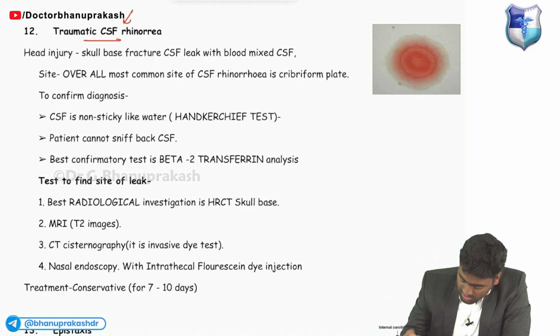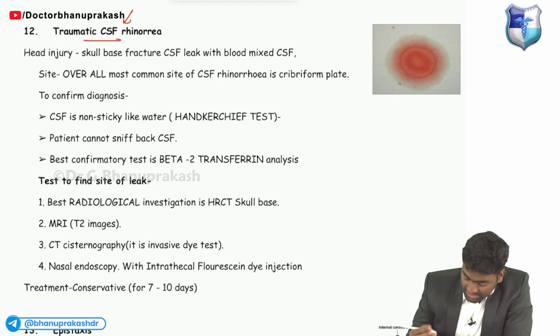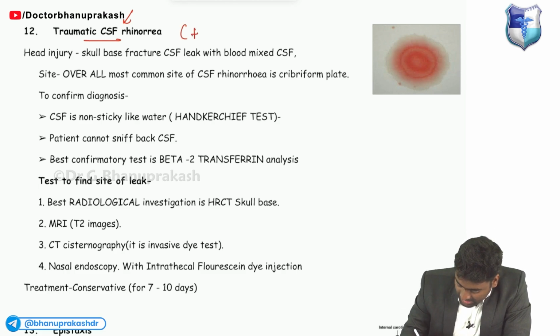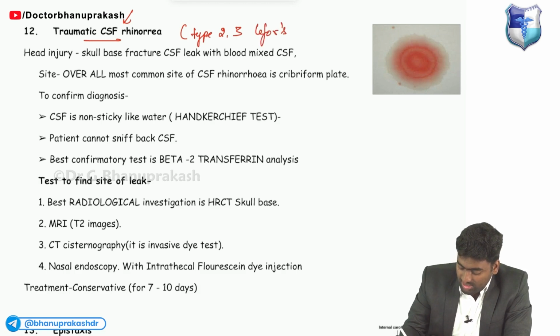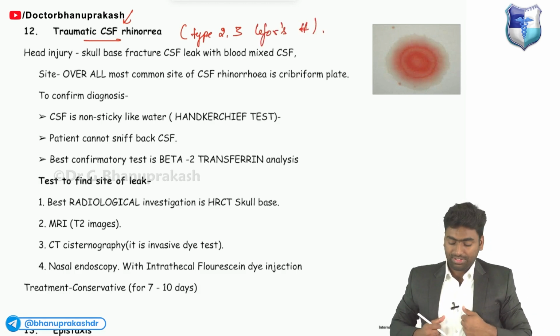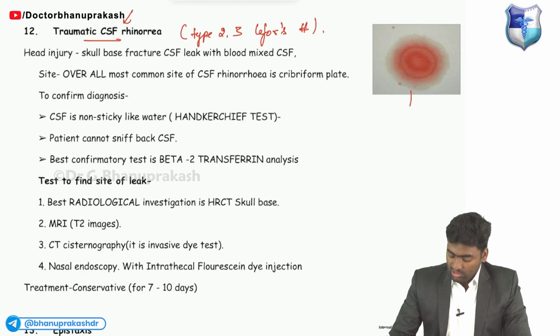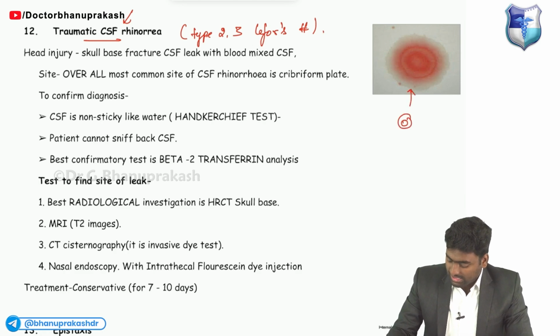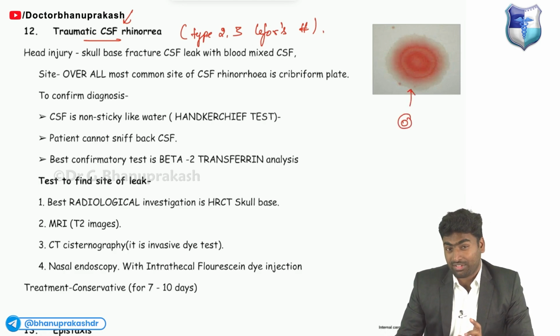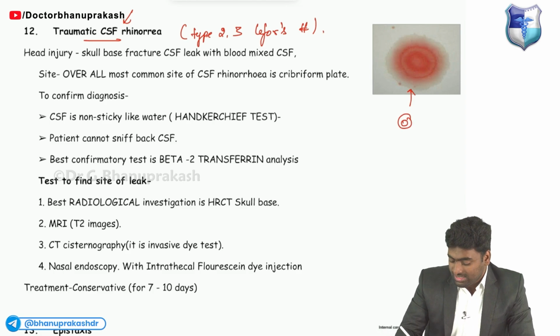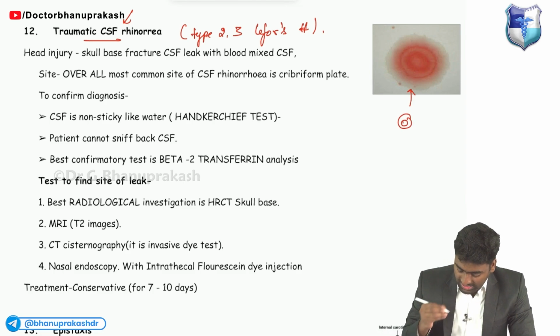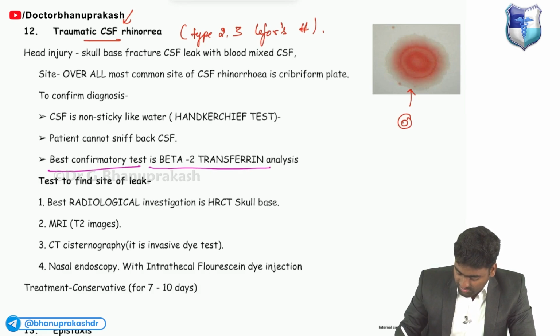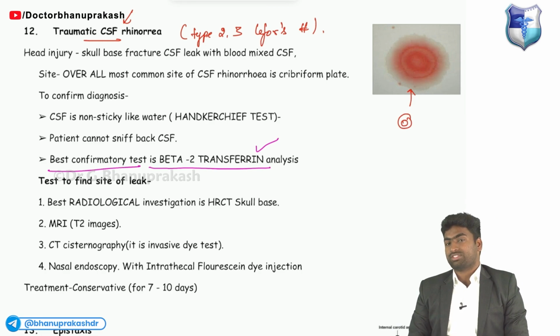Okay, so it will be most commonly seen in the case of type 2 and type 3 Le Fort fracture. And in such cases, you will be able to see this type of halo. And this is in the case of traumatic CSF rhinorrhea. So, what is the confirmatory test or the gold standard test you will do here? It is beta-2 transferrin analysis.